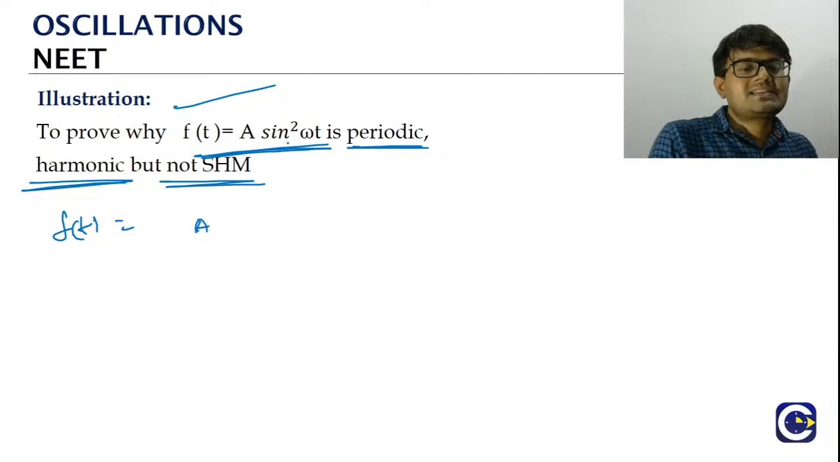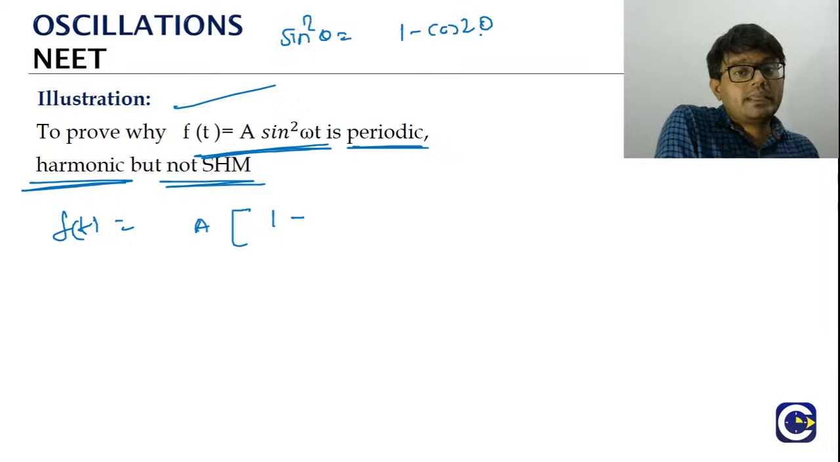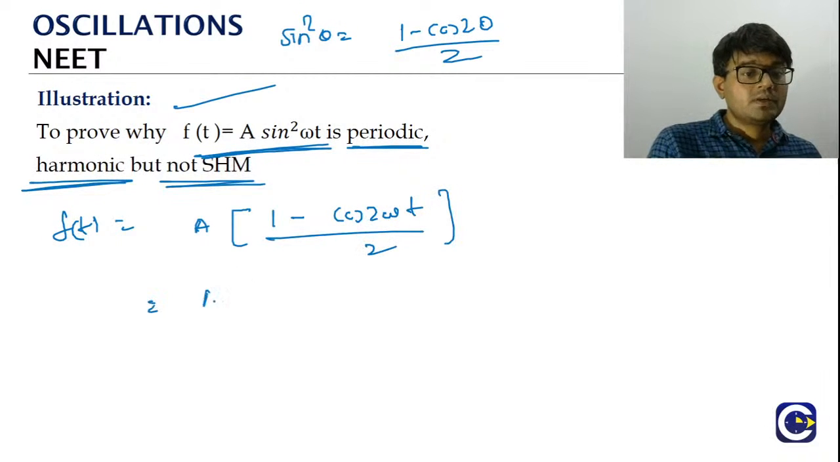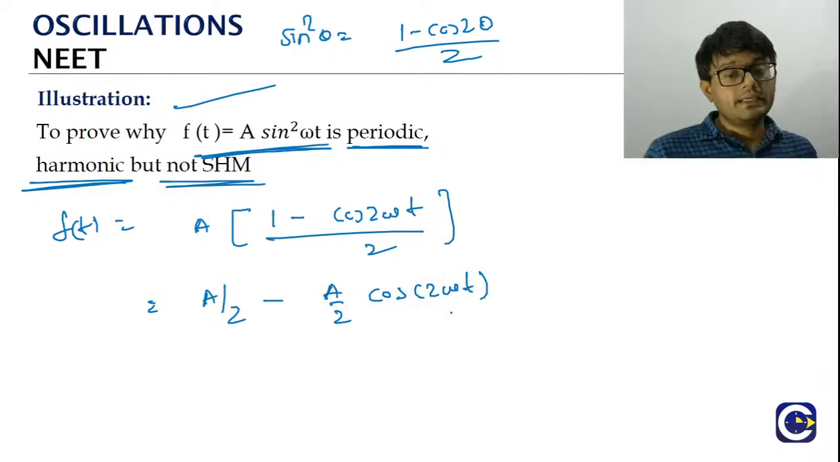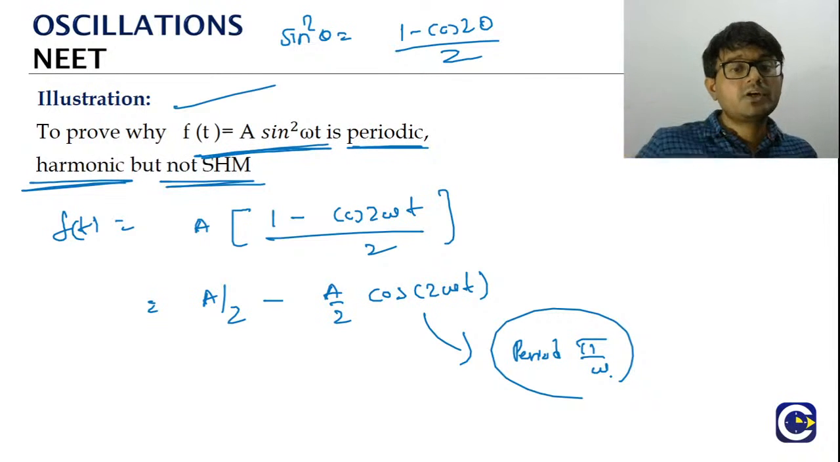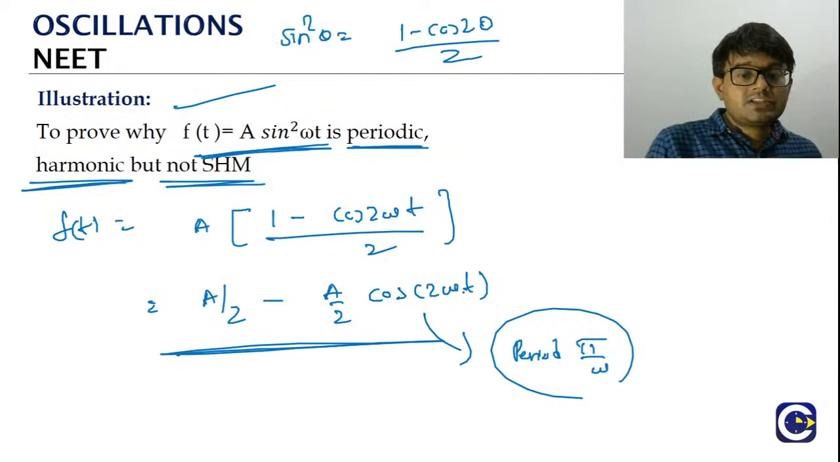So the given function f is what? A sine square omega t. Instead of that, look at what we can write. Using the trigonometric formula, sine square theta can be written as 1 minus cos 2 theta by 2. So we can write 1 minus cos 2 omega t, divided by 2. So what is it? A by 2 minus A by 2 cos of 2 omega t. From what we saw earlier, this is a periodic function with a period equal to what? Pi by omega. After this pi by omega, the function is going to repeat.